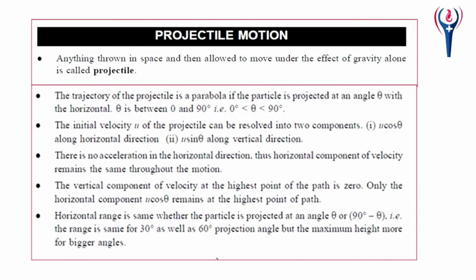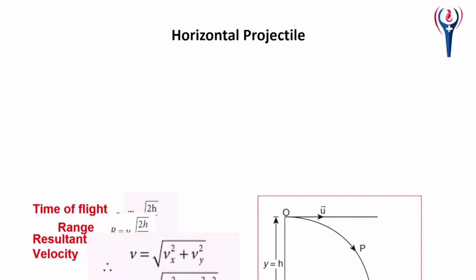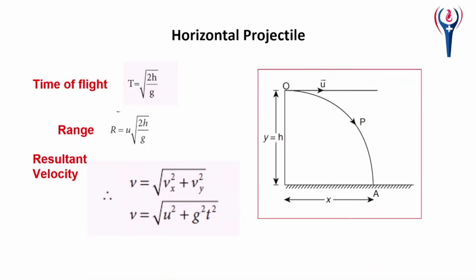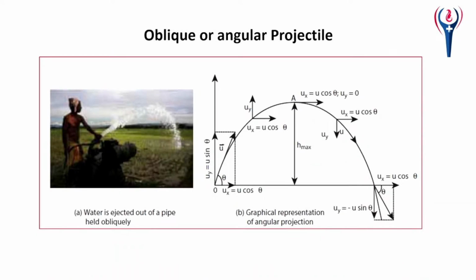Anything thrown in space and then allowed to fall under the influence of gravity is called a projectile. The path or trajectory of a projectile is a parabola. This is a projectile. And projectiles are of two types: one is horizontal projectile and the other is oblique or angular projectile.